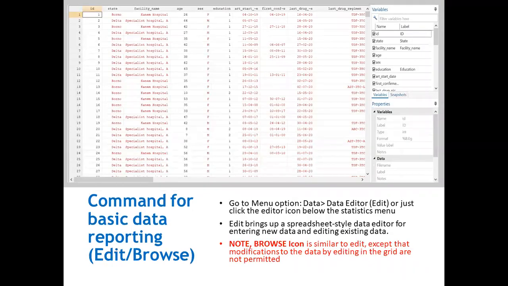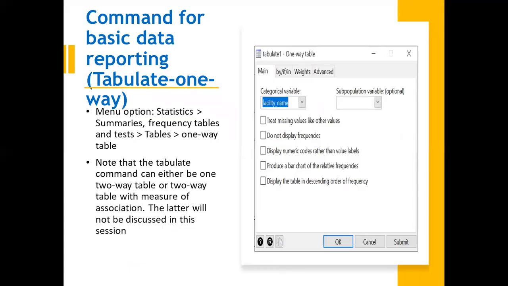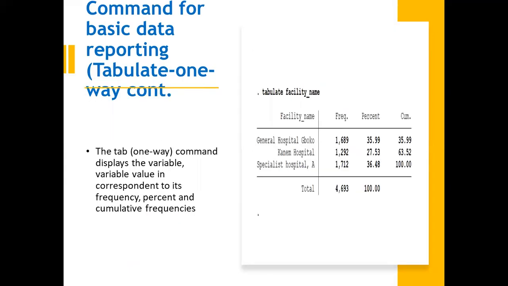Then the next thing is to browse, because you want to edit or inspect your data set. We are going to look at this in detail when we start working directly with Stata. Then the other one is to tabulate. This is the menu option for tabulation from Statistics. We click on OK, then we have this output.